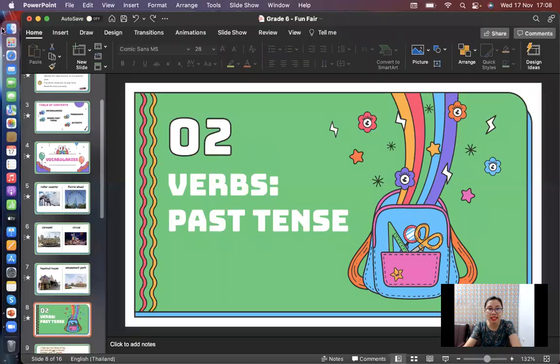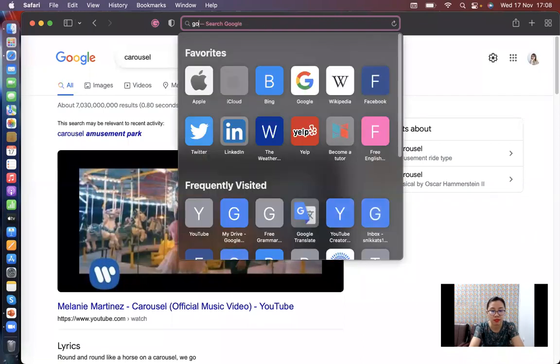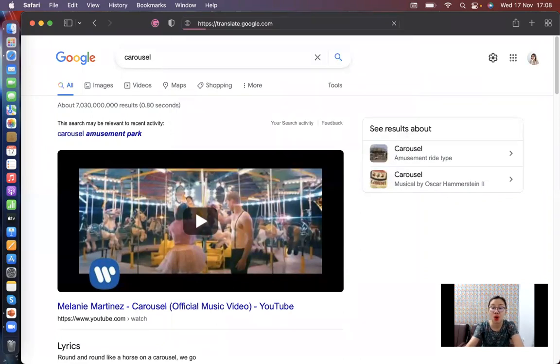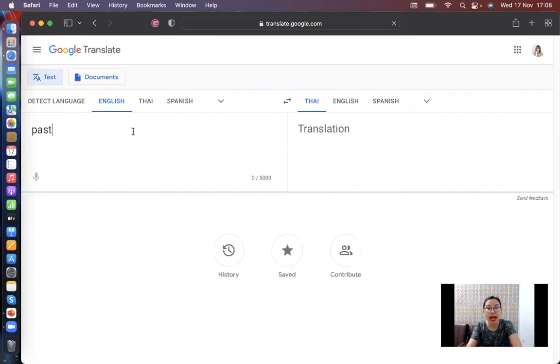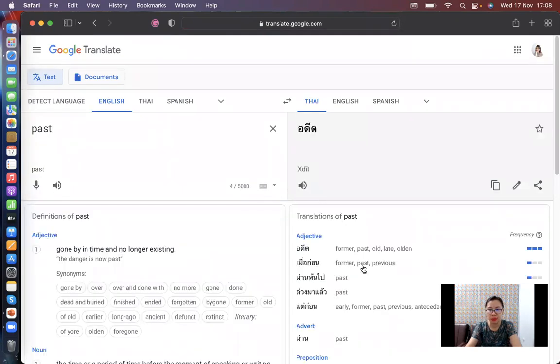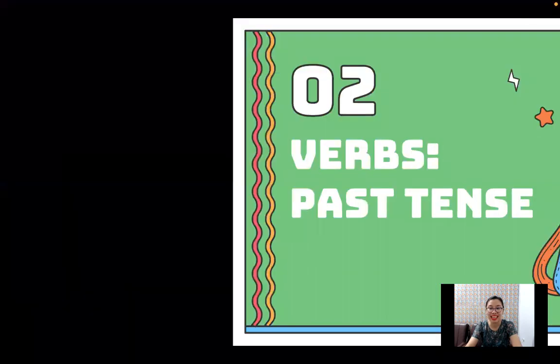So past is, let's look at here, Google Translate. Something that already happened. Oh, the internet is so slow. Past. So we use these verbs in talking about the past.